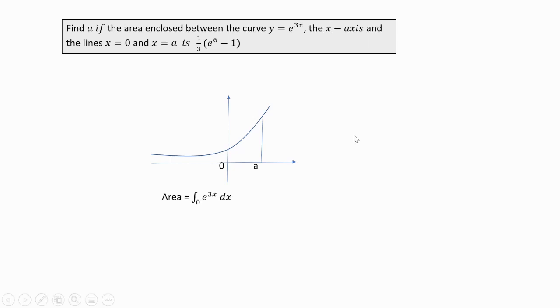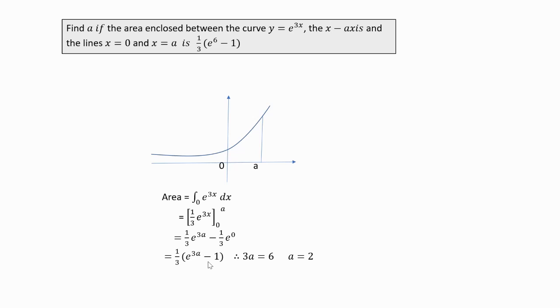So we want to set up, we're looking at the area would be between a and 0 of e to the 3x dx. Now that's pretty easy to find the integral because it's linear. So 1 over 3 e to the 3x between a and 0. So I want to put in my a, and I'm going to put in my 0. Anything to the power of 0 is 1. So I'm sitting with a third (e to the 3a minus 1). Okay?